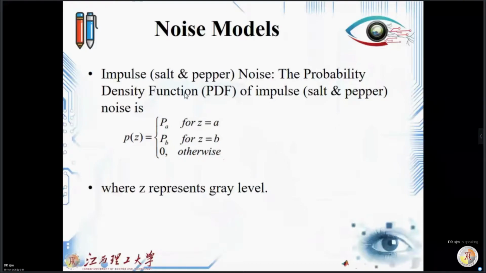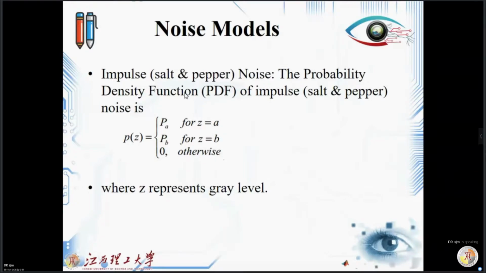Then this impulse or salt and pepper noise has a probability density function, the PDF of impulse, which we call salt and pepper. In that, you have three values in the function: PA, PB, and 0. When Z is equal to A, you have the probability of A. When Z is B, you have the probability of B. And in any other case, you have 0, where Z represents the gray level.